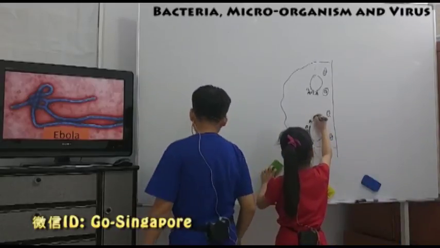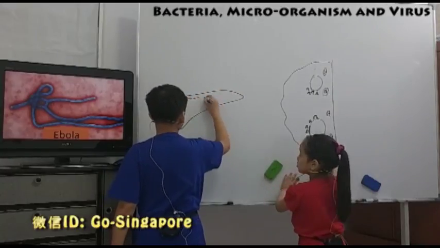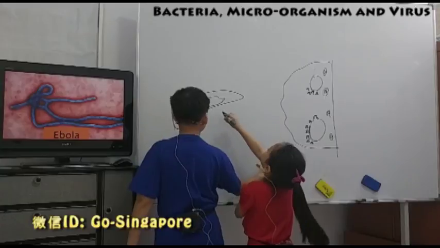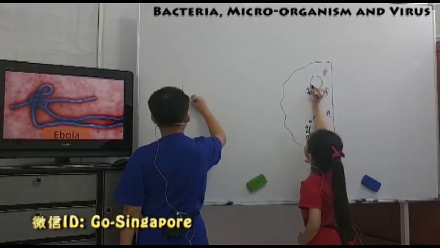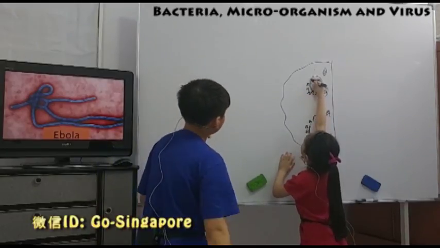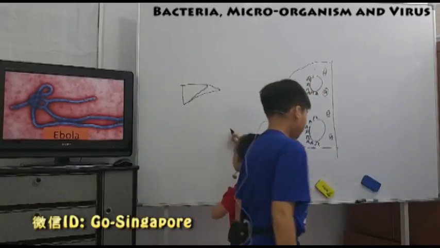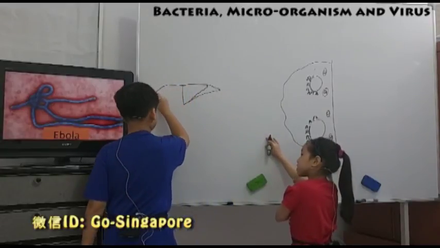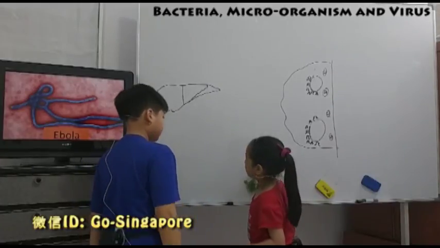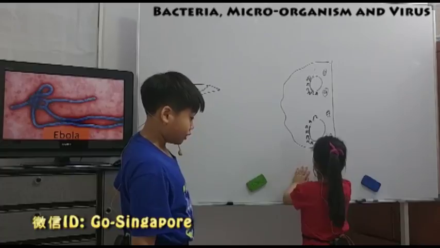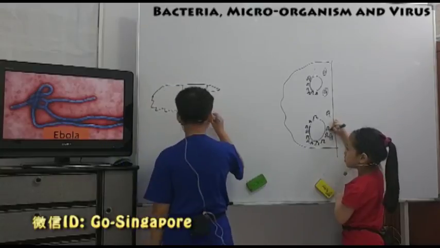Another place can be the liver. These viruses find it very easy to infect the liver, and there'll be internal bleeding again. Then after the liver, they can go and attack the lungs. Well, not really the lungs. They can go to the brain.